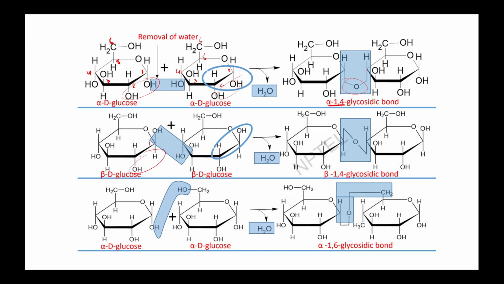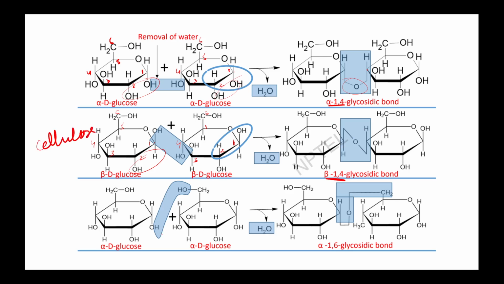So this is the first carbon, second carbon, third carbon, fourth carbon, fifth carbon, and sixth carbon. Again, you have here the first carbon. So this is beta. First carbon, second, third, fourth, fifth, and sixth. You can see again the linkage is between first and fourth. So beta 1,4: beta from the beta glucose, and 1,4 because the first and fourth carbon are joined together. So this is a beta 1,4 linkage.